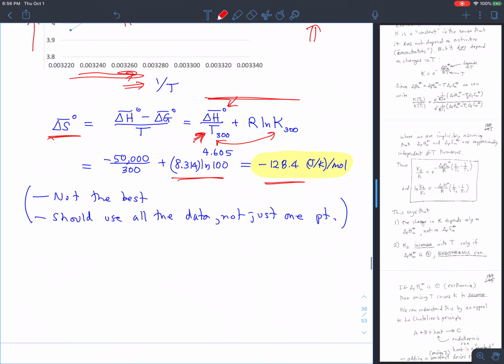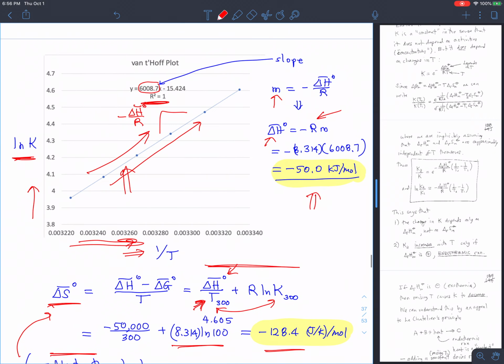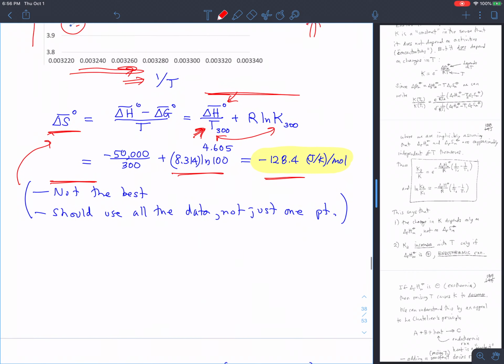S. I say that this second calculation is not the best because we actually have 1, 2, 3, 4, 5, 6 data points here, but I only use one of those data points. In this case it doesn't matter because there's no experimental error, but if there had been experimental error, it would be better to use some sort of average of all these data points in order to make use of all the data that we actually have.